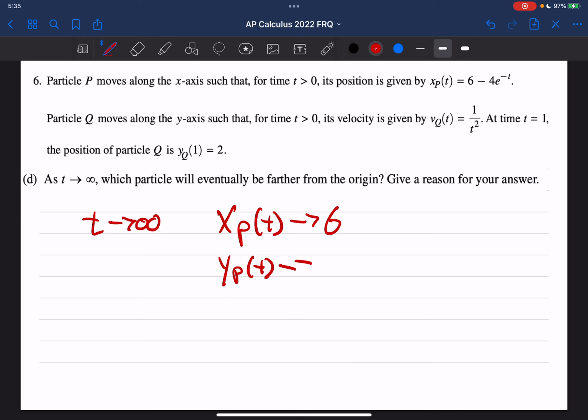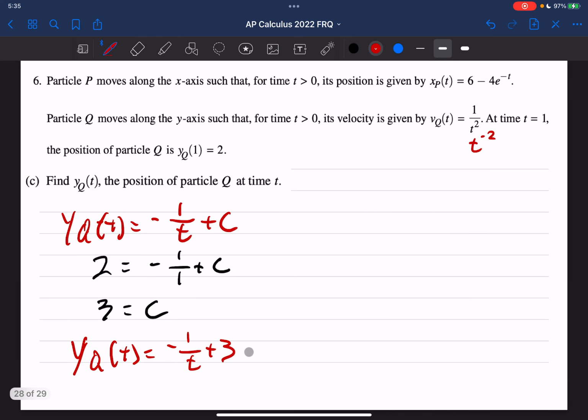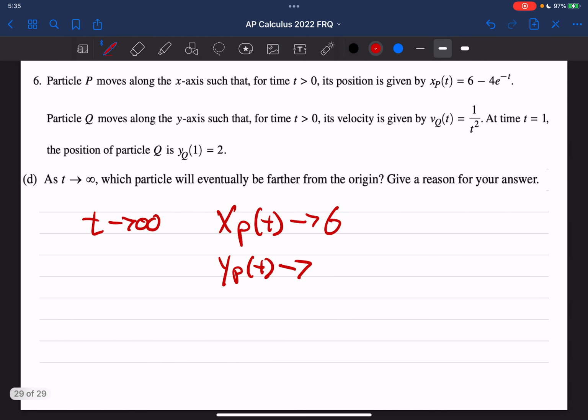Now what about y of q, the position of particle Q? If I go back here, 3 is a constant. As this goes to infinity, though, 1 over a number that's bigger and bigger, this part will get closer and closer to 0. So that means this will approach 3. So that means particle P will be farther from the origin.